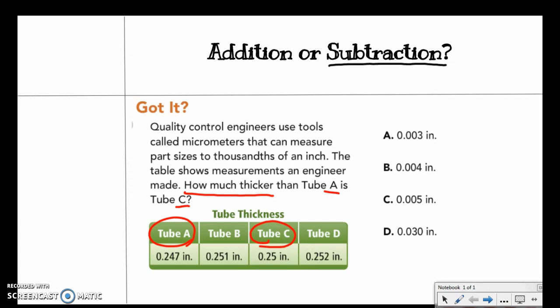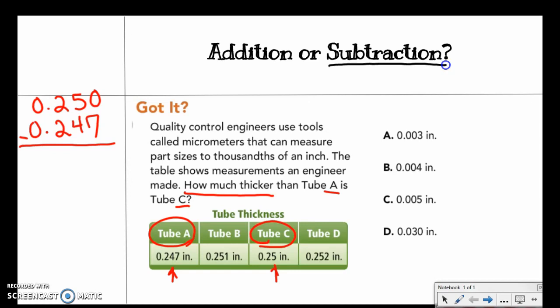Look at the hundredths place in the decimal line, which is right here. It's the 4, and here's the 5. Since the 5 is larger, we're going to put that as our top number. So we have 0.25 minus 0.247. Okay? Again, put a 0 over the 7 just to know that you're holding a place for it.